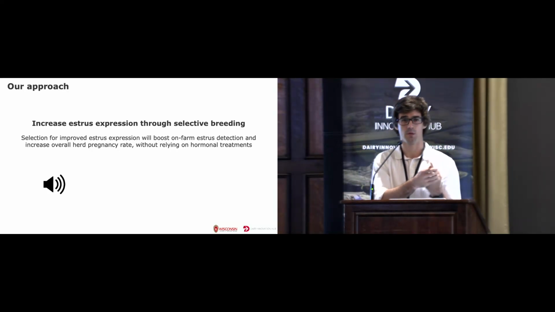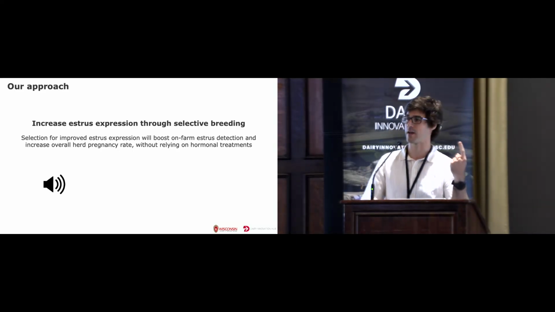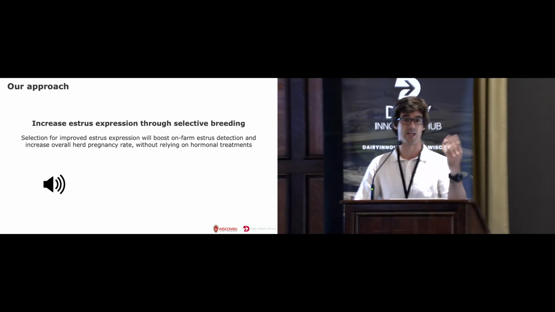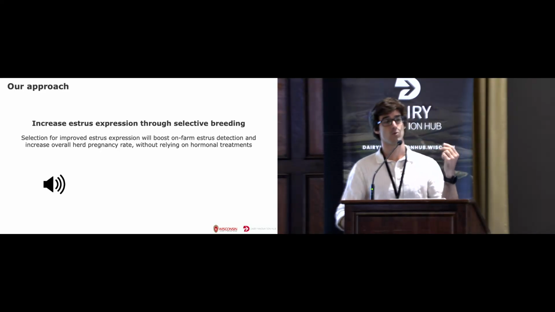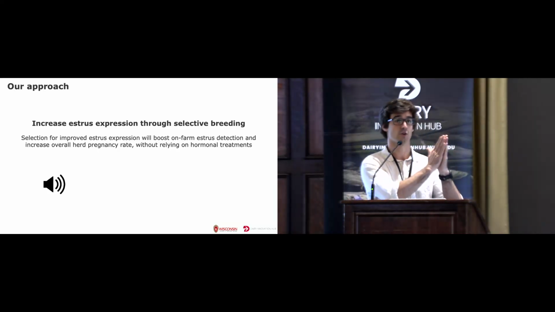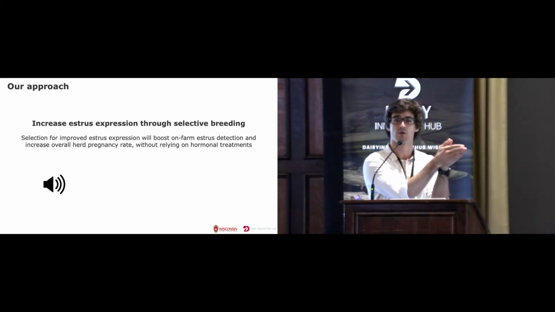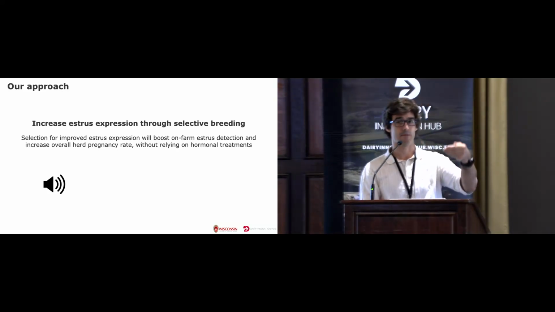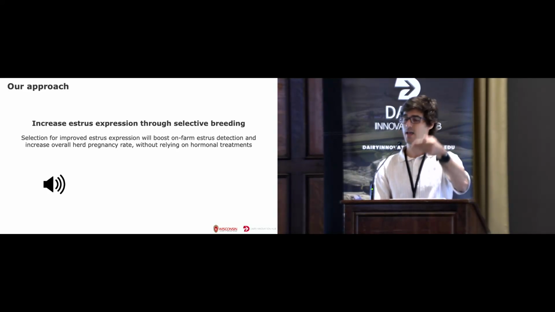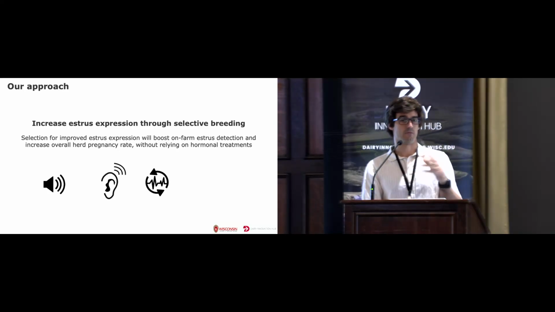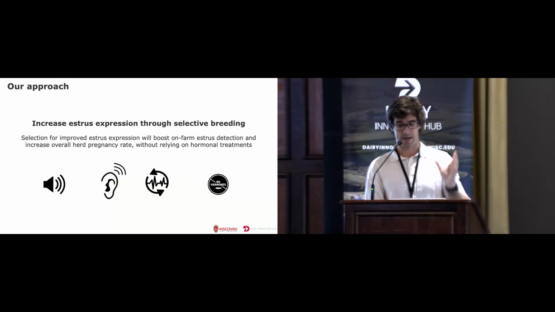Reason number one: if you have a population of animals able to increase the expression of estrus, then you will increase the detection, you will increase the insemination rate, and you will increase the pregnancy rate. And the second reason: we already know that animals with higher expression also have higher fertility. So we could use this correlation to improve the fertility of the population, again at a genetic level, which gives a long-standing effect. So this is the objective that we have from the genetics perspective.